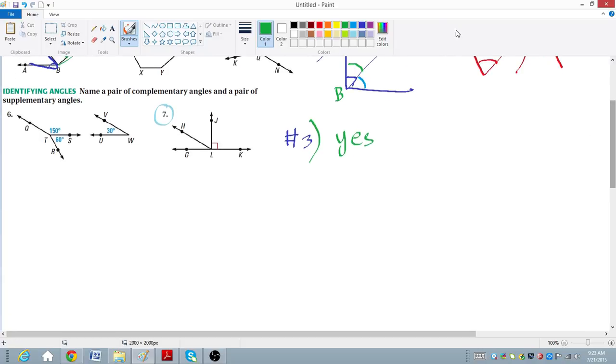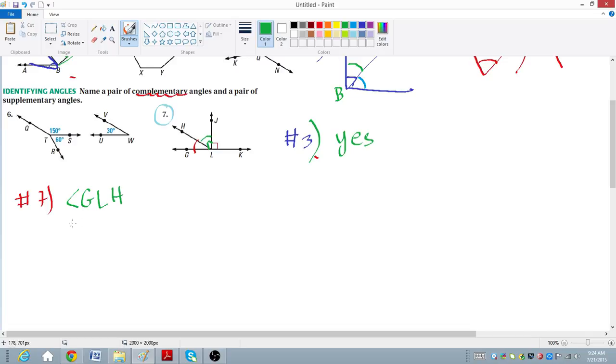Next, number 7. Now it says, name a pair of complementary angles and a pair of supplementary angles. Well, complementary angles are two angles that add up to 90 degrees. Well, I know that this angle right here, the red angle plus the green angle, is 90 degrees. I know that.